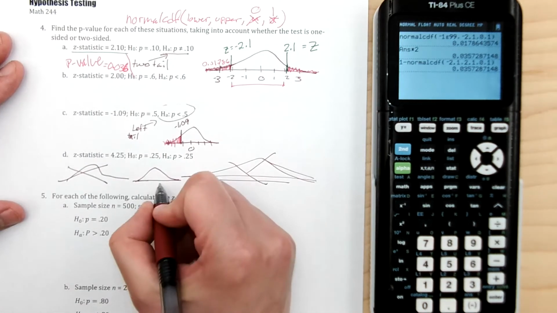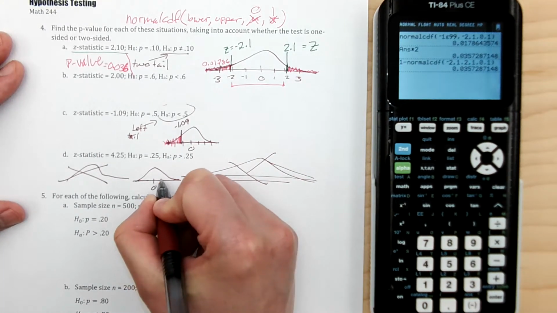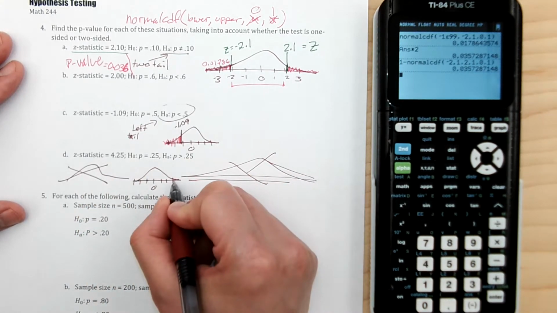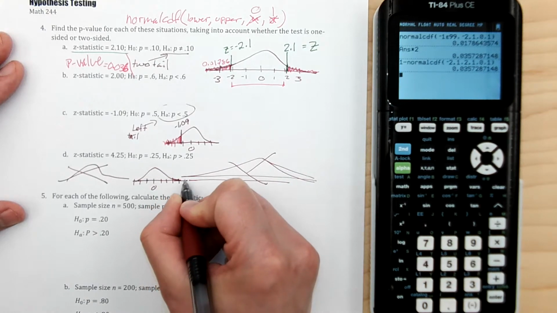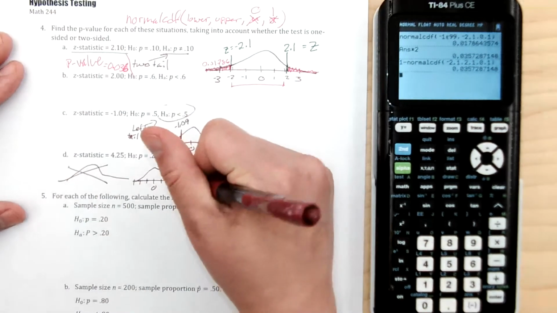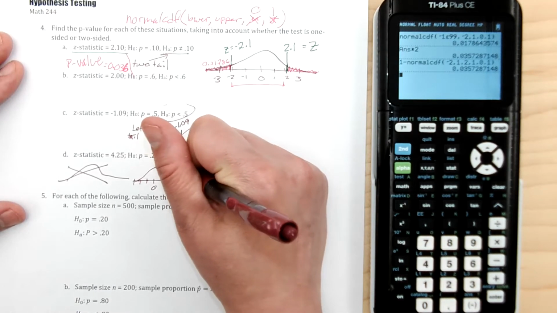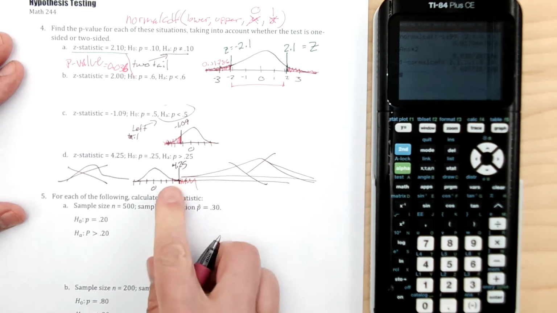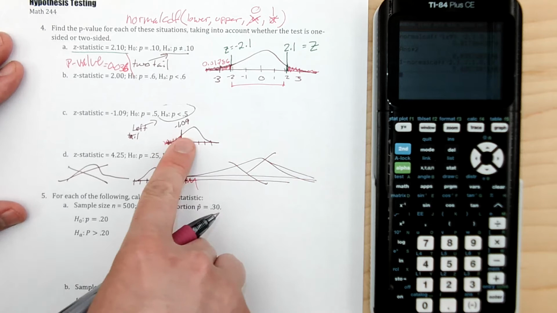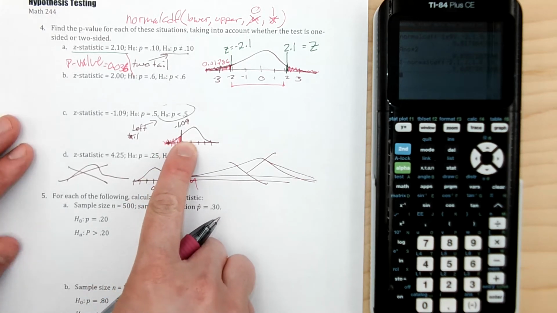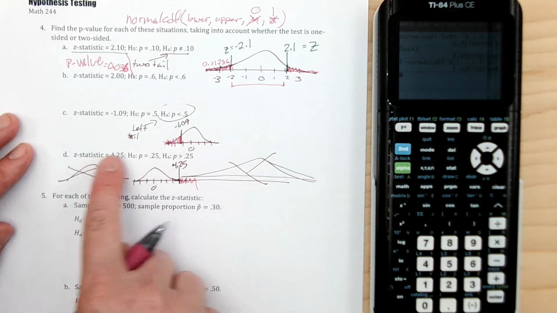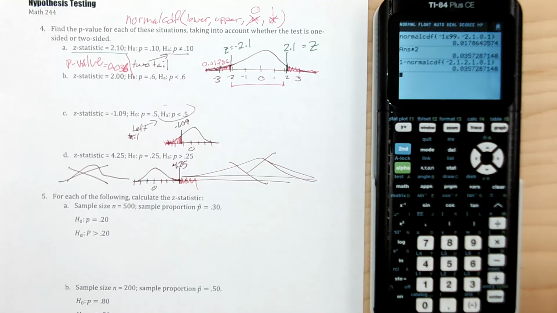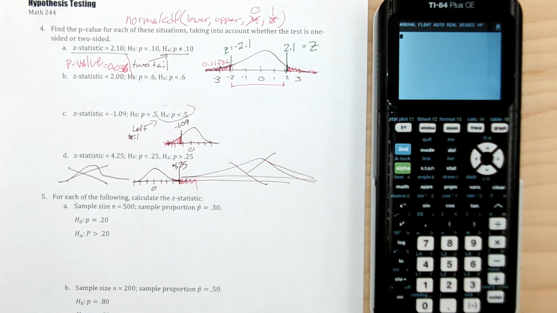Whereas on the next one, I've got 4.25. 1, 2, 3, 4, 5. So right here, and I'll do an upper tail, and now my lower bound will be the z statistic, whereas up here, my upper bound would have been the z statistic. The main thing is making sure that your upper and lower bounds match up with the number line. If they don't match up with the number line, your calculator will freak out and say, "What are you doing?" All right, well, I hope that's been useful.